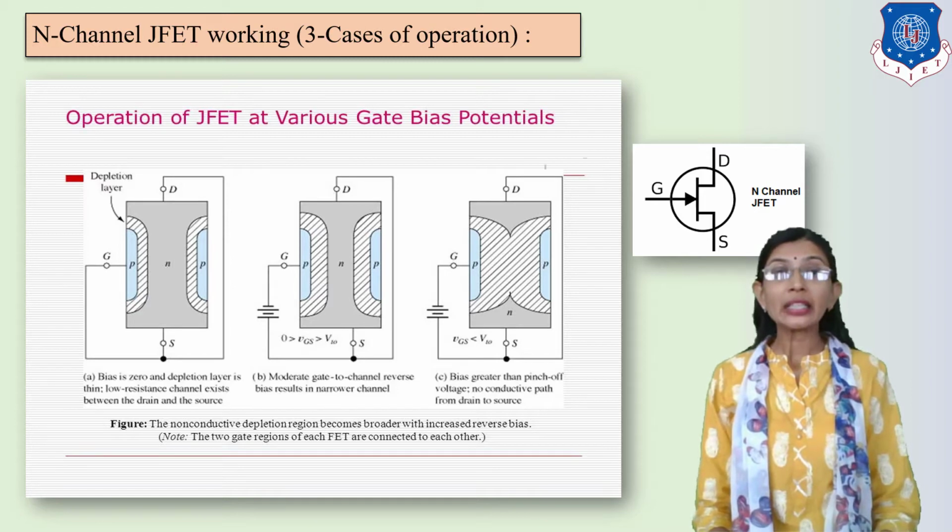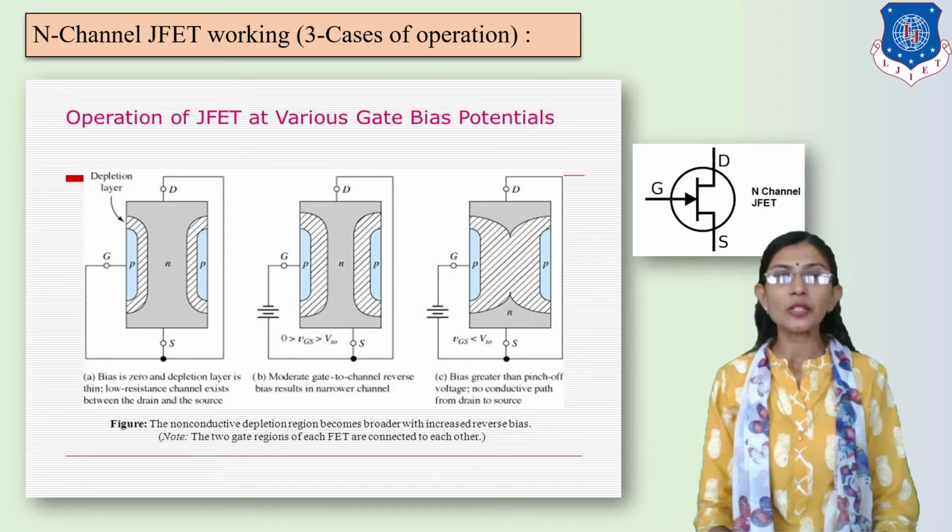We have studied three cases of operation. Case 1, when no gate voltage is applied, that means there is a short circuit between gate and source, that means VGS is equal to 0. Then case 2, a small reverse bias voltage is applied to the gate terminal. That means the negative battery terminal is connected with the gate terminal, and the gate is P-type material. And third case, a large reverse bias VGS is applied to the N-channel JFET.